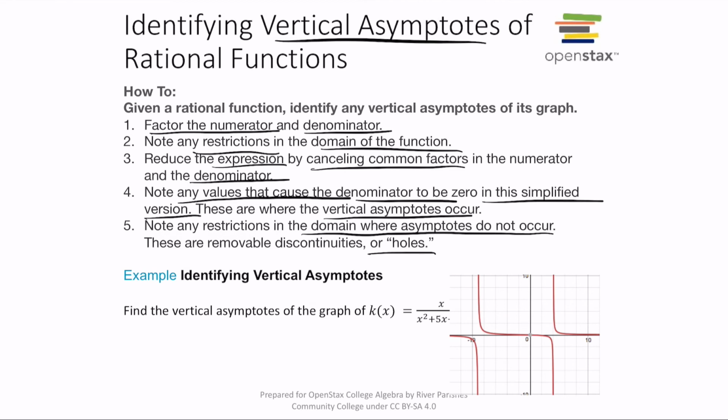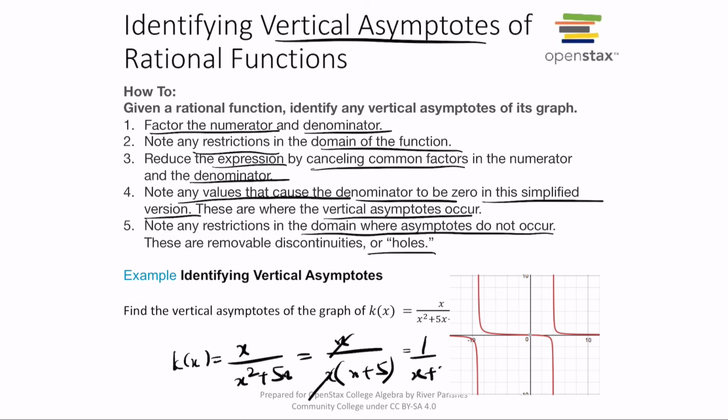So let's start with the factors here. We have k of x equals x by x square plus 5x. In the denominator we can take x common, so it becomes x by x times x plus 5. So x is gone, and you have 1 by x plus 5. Now write down the restriction that we have. The domain restriction is x plus 5 not equal to 0, so x not equal to -5.